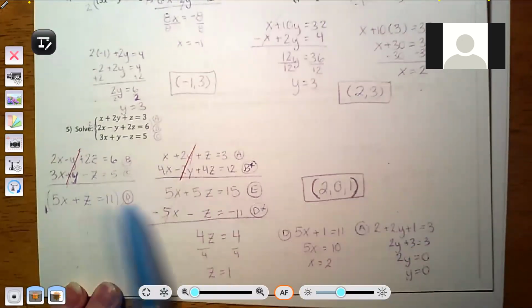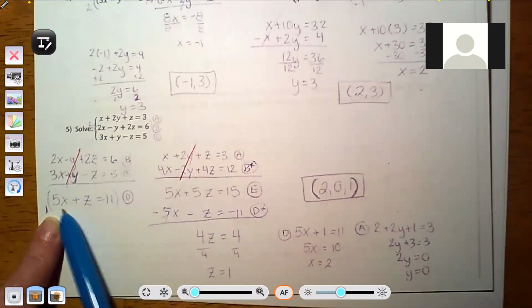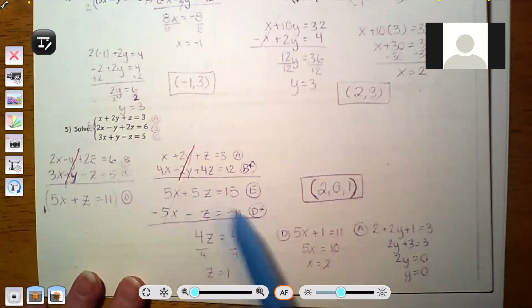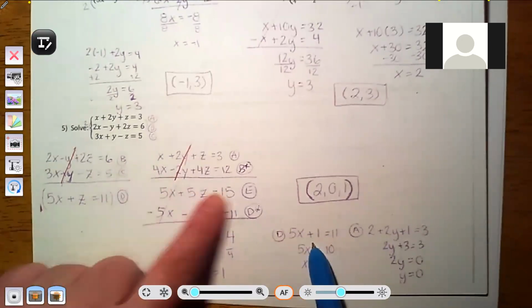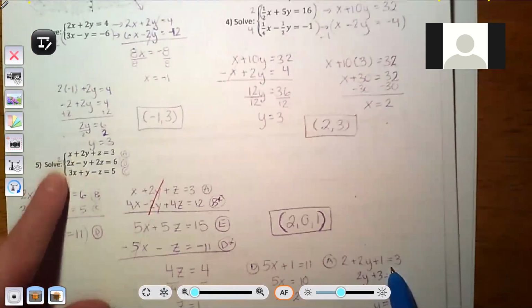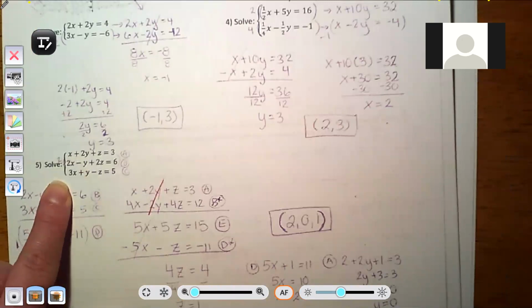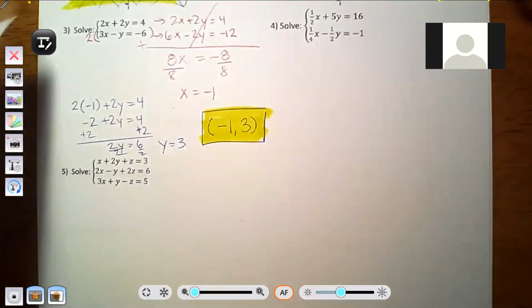So I'm looking at these two. My x's are the same. To make them opposites, I just multiplied all of these by -1. Wrote it down here. Therefore, my x's canceled, found z, plugged it back in to either of these to find x, and then plugged it into any of these to find my y. So that is the systems of equations.